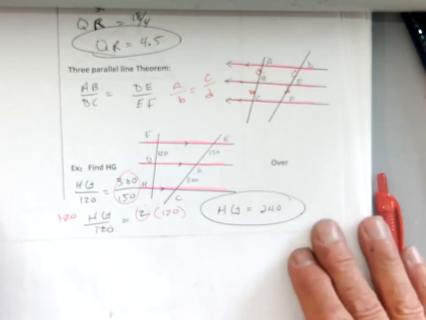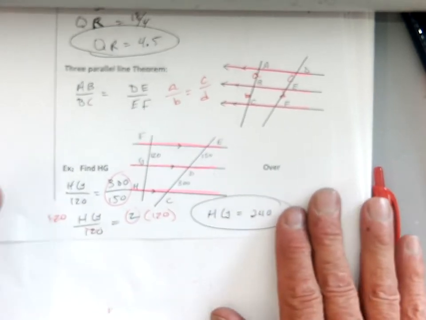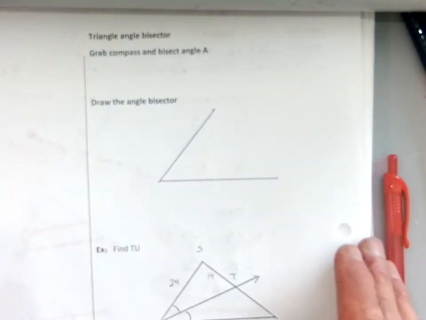Okay. Ray, give me thumbs up when you're ready. You're ready? Okay, turn the page. Okay, now, draw the angle bisector.